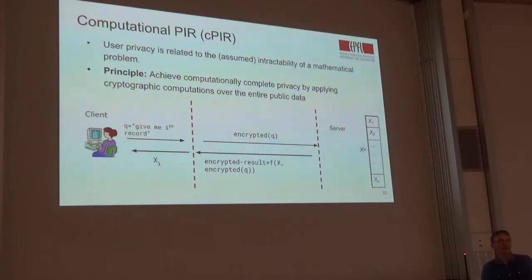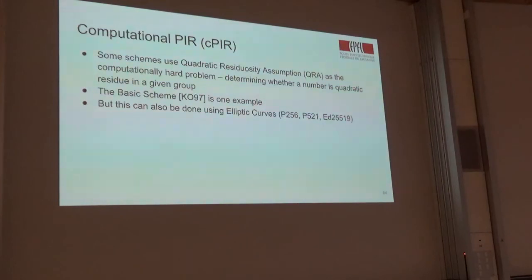And as long as the server is honest but curious, he will not be able to know what you wanted, even if he's curious. If he's malicious, you will only get back a garbled result, but he will not be able to know what you looked for. Okay, so they use this quadratic residuosity assumption. Sorry, you can also do it with elliptic curves. I know these better.